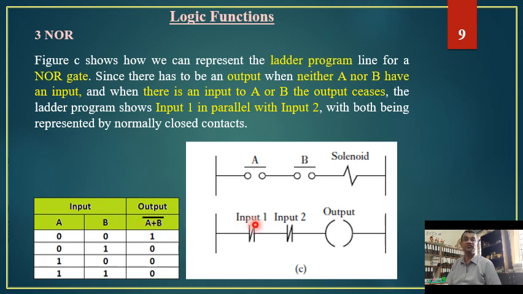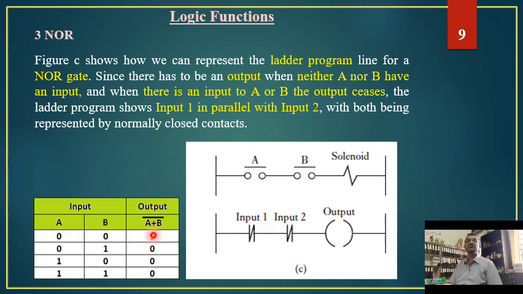But there is one more difference. One should note that in OR operation A and B are connected in parallel. They are normally open but connected in parallel. But in the NOR gate, they are connected in series. And in the series we have normally closed and not normally open. So normally closed are connected in series in the NOR gate. Normally open are connected in parallel in OR gate. That is the difference one should know.